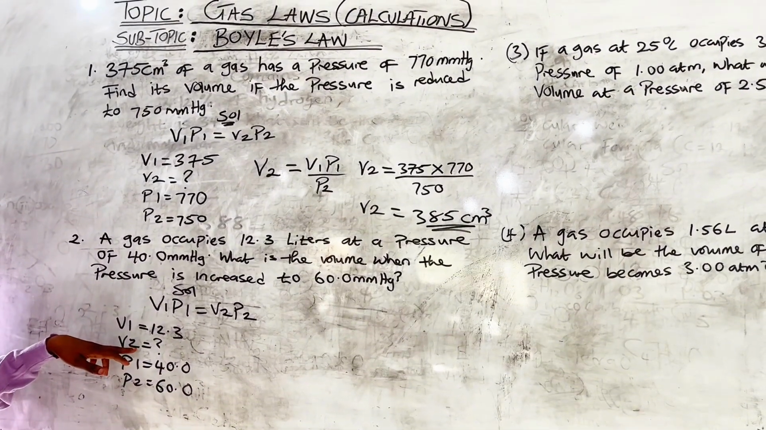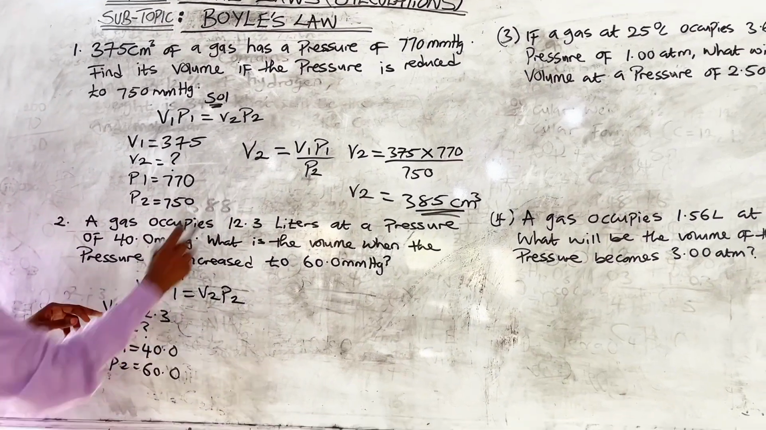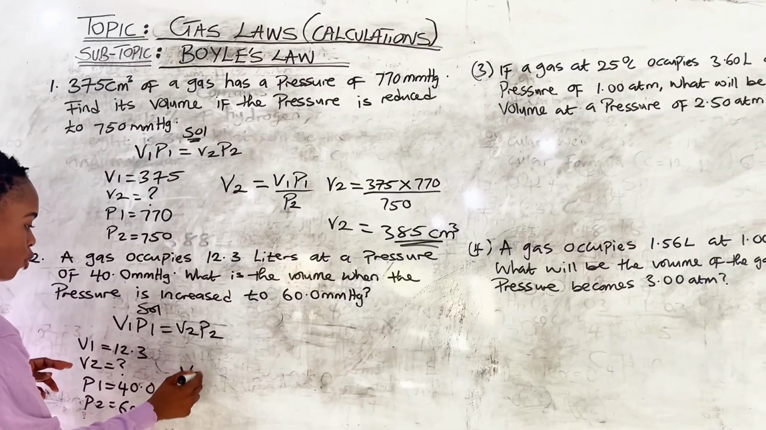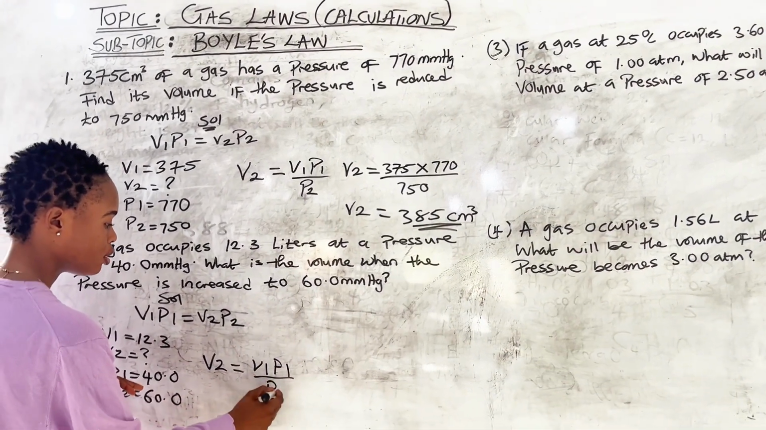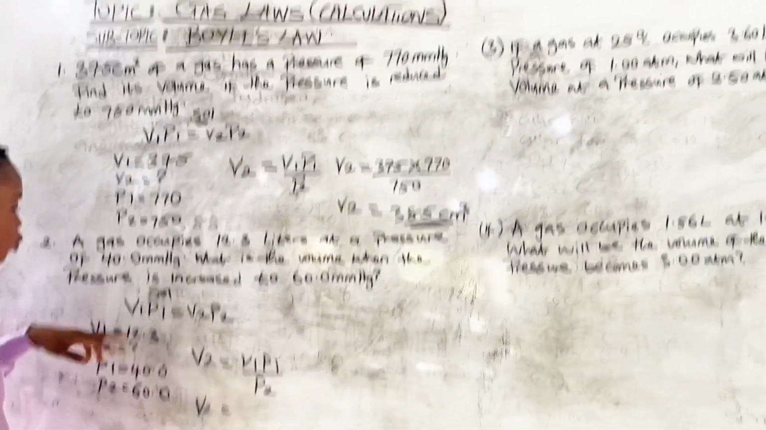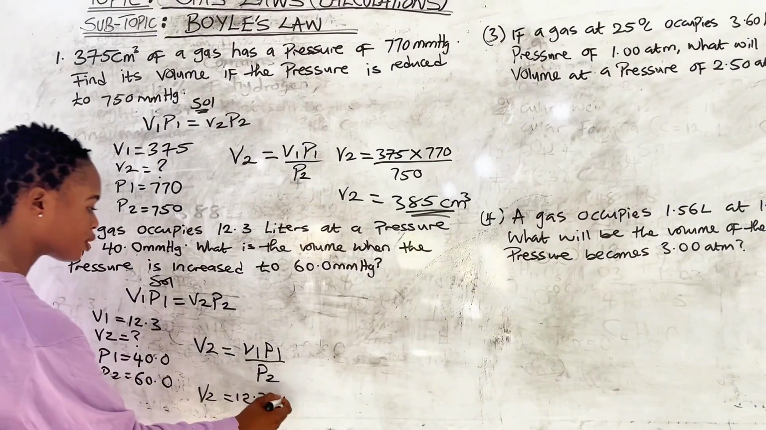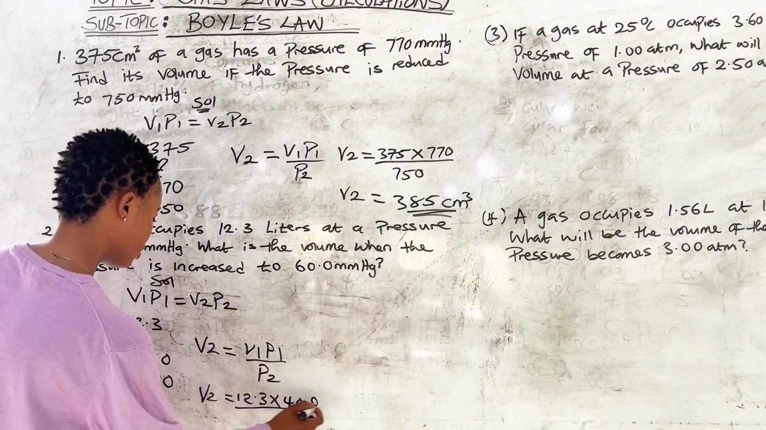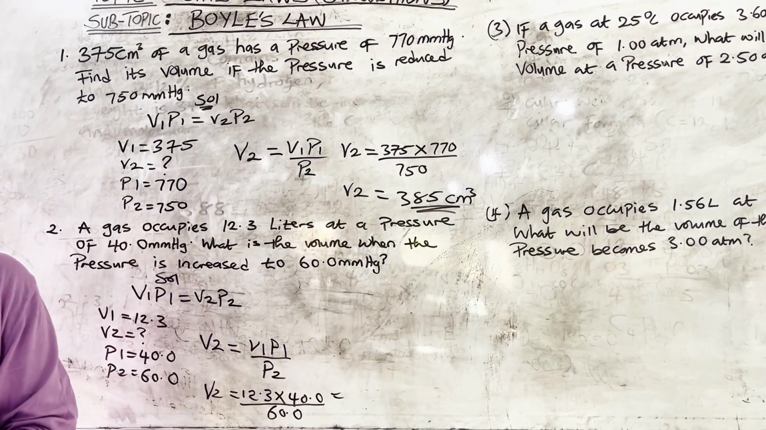So we're going to make V2 the subject of the formula. We can simply copy what we did in the first one. Like I said, the one attached to the one that you are looking for goes under. So V2 equals V1 P1 over P2. We're going to write down our values. Our V1 is 12.3 times our P1 which is 40.0 over 60.0. Let's solve that very quickly.